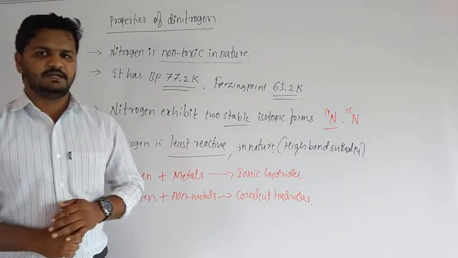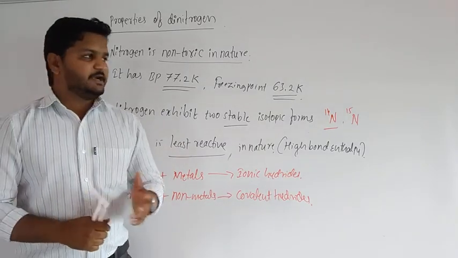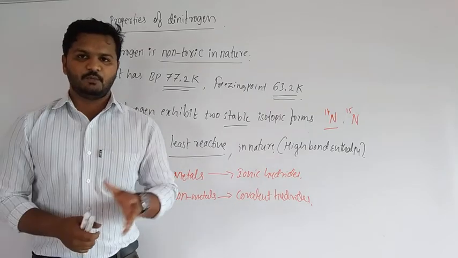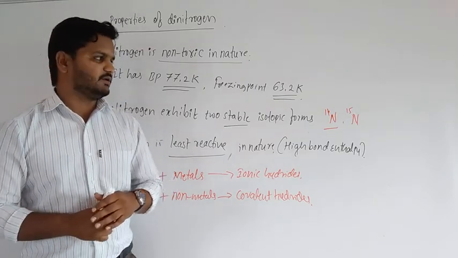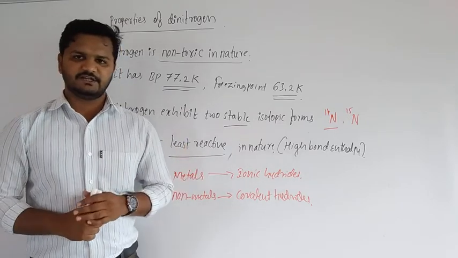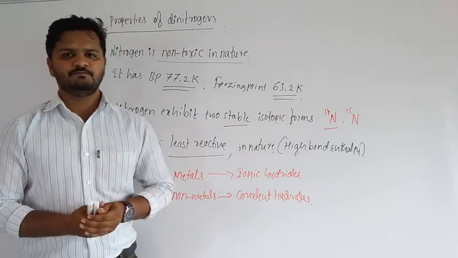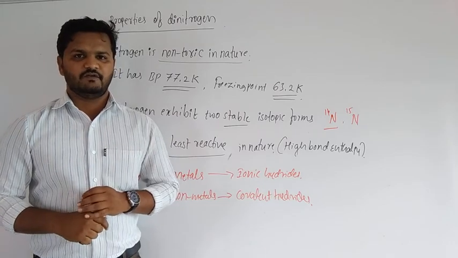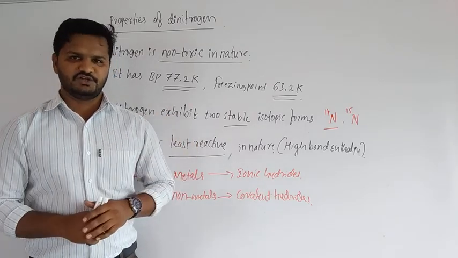And we use this. Nitrogen is used in the preparation of ammonia and other industrial chemicals like calcium cyanide, and it is also used as a preservative to preserve biological specimens.